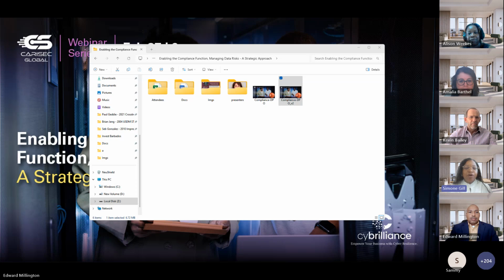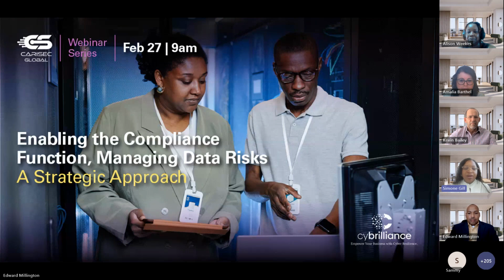As the need for compliance and digital trust grows, it is critical for organizations to proactively address data privacy challenges. This webinar will equip you with the knowledge and strategies to build a robust compliance function, ensuring data protection while navigating evolving regulatory landscapes.